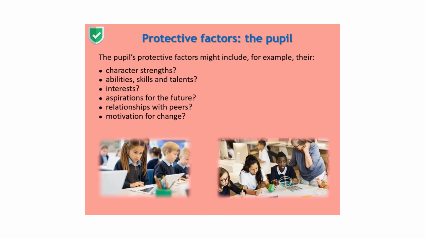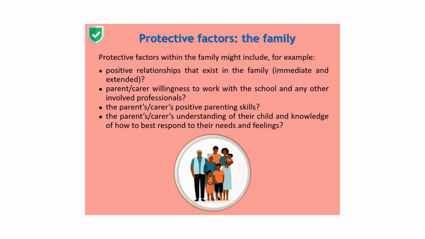Protective factors, the pupil. The pupil's protective factors might include, for example, their character strengths, abilities, skills and talents, interests, aspirations for the future, relationships with peers, and motivation for change. Protective factors, the family. Protective factors within the family might include, for example, positive relationships that exist in the family, immediate and extended, parent-carer willingness to work with the school and any other involved professionals, the parent-carer's positive parenting skills, and the parent-carer's understanding of their child and knowledge of how to best respond to their needs and feelings.